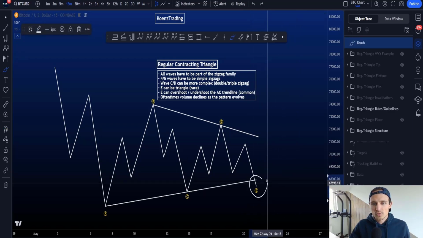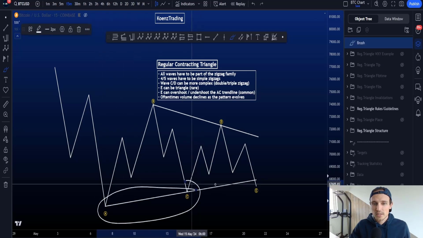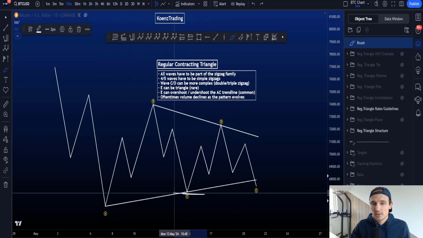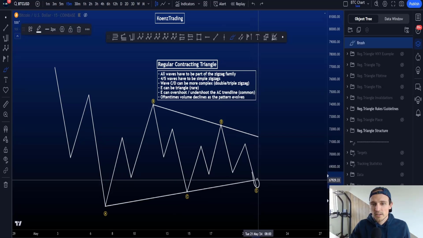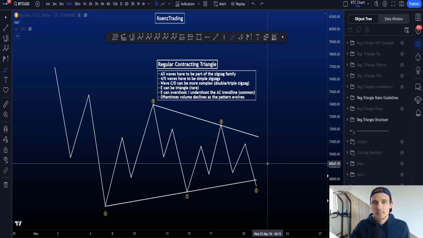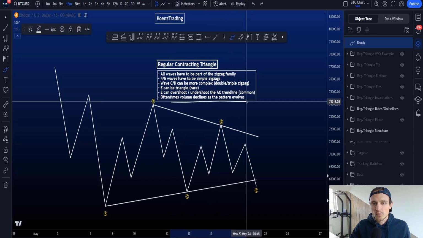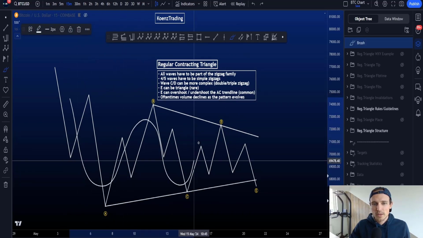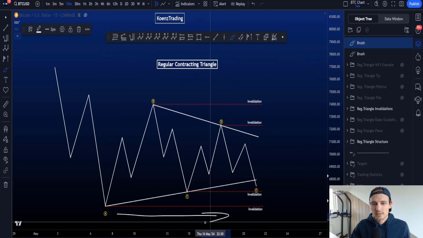Wave E is also commonly overshooting or undershooting the AC trend line, which doesn't mean taking the low of this wave C. However, the trend line is broken, creating a small little fake out, and then eventually you move to the other side. Oftentimes in a triangle, you will also see that the volume is declining as the pattern is evolving. The invalidation of a regular contracting triangle is changing as the pattern is evolving.